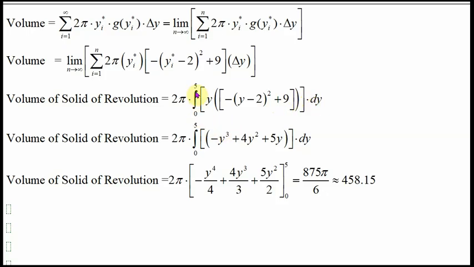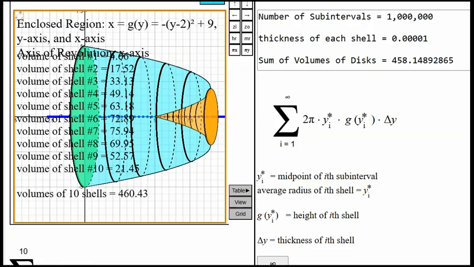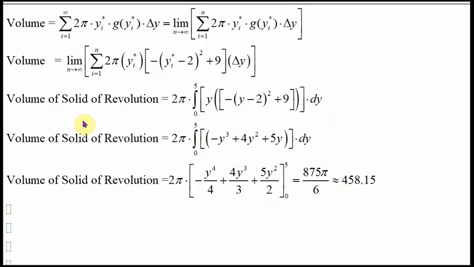And then the 0 and the 5 here, if we look back at the graph, this volume here runs from y equal to 0 to y equal to 5. So that's where the 0 and the 5 here come from. And then simplifying this, we get negative y to the third plus 4y squared plus 5y.